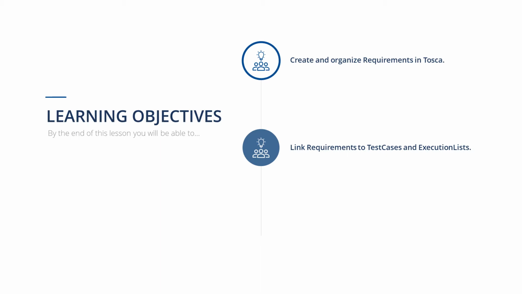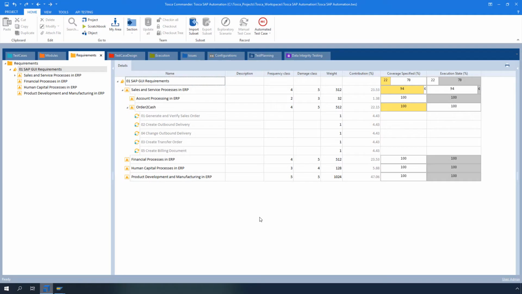Additionally, we will see how to link the requirements to our test cases to ensure traceability of the results. The requirements section of Tosca provides a dashboard for simple and effective test management. It is used for planning test processes, monitoring progress, and risk coverage optimization.